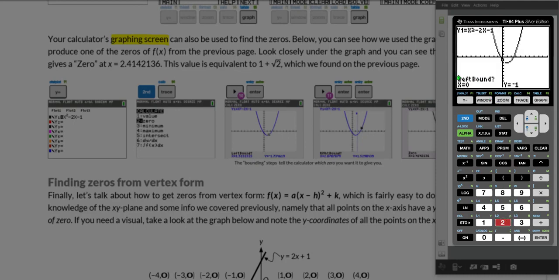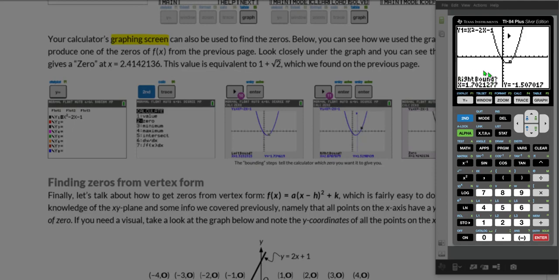Now what I need to do is bound the 0 that I want. You see the calculator is asking me for a left bound. So what that means is I've got to move my cursor to the left of the 0 that I want. So let's say I want the 0 on the right. You can see how my cursor is just to the left of that 0 right now. So I'm going to hit enter. That will be my left bound. You can see this little triangle comes up.